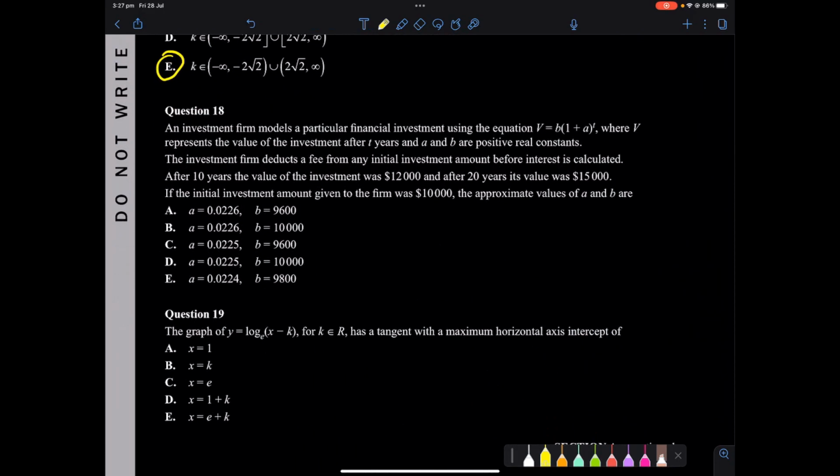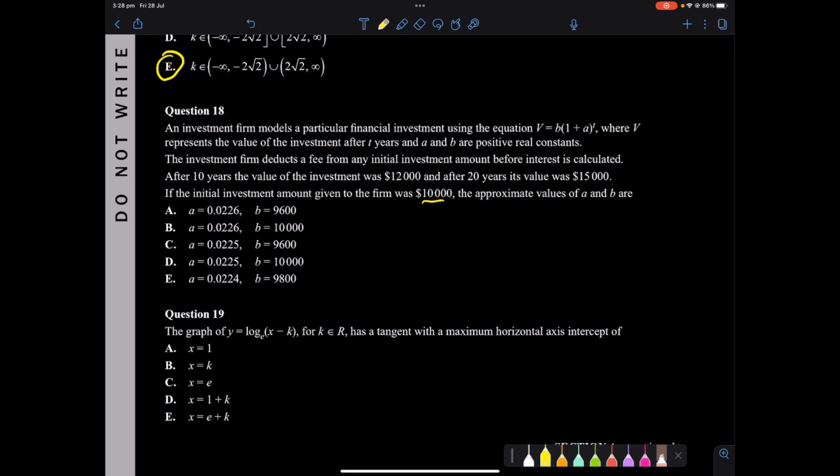7.18. An investment firm models a particular financial investment using the equation this, where V represents the value of the investment after T years, and A and B are positive constants. The investment firm deducts a fee from the initial investment amount before the interest is calculated. After 10 years, the value of the investment is this, and after 20 years, the value is this. The initial investment amount was this, approximately.